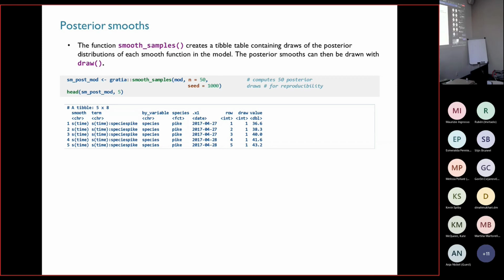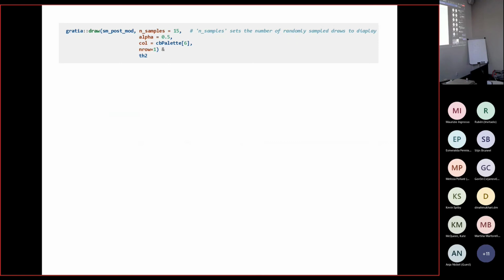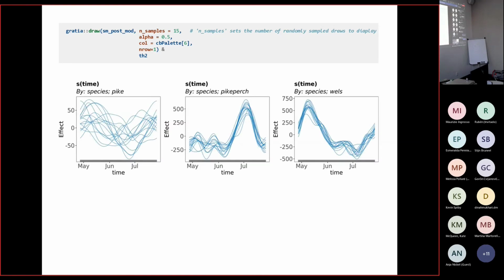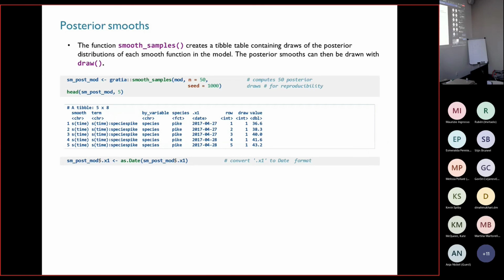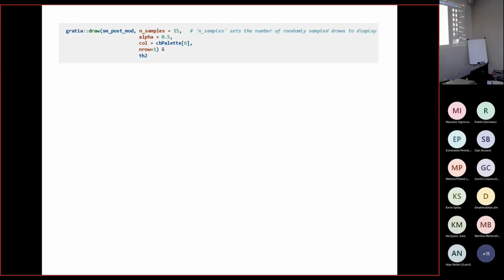We can also plot with ggplot, with better presentation and visualization. Like in this case, for example, we convert one of the terms created with the pivot table, the x1, to date format, so we can plot it with ggplot. Once we have created the object with the smooth samples function, we can then draw. It's a very simple function.